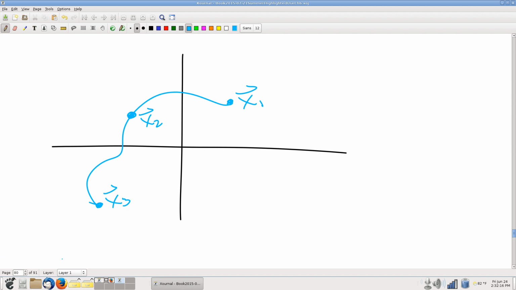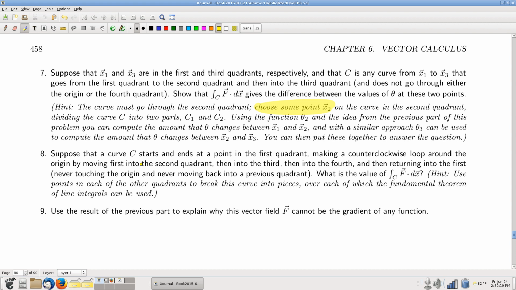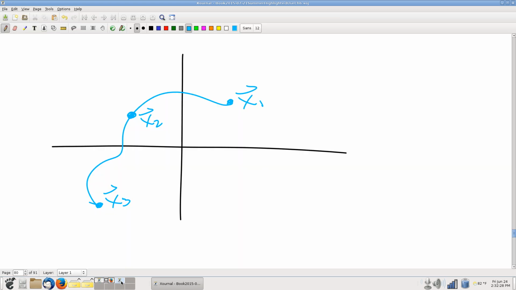All right. And then let's remind ourselves what the hint then says. The hint then says, use the, okay. All right. So let's take this curve into 2 chunks. First, let's think about that piece of curve. On that piece of curve, I'll call that C1. What's the integral on C1 of f dot dx?